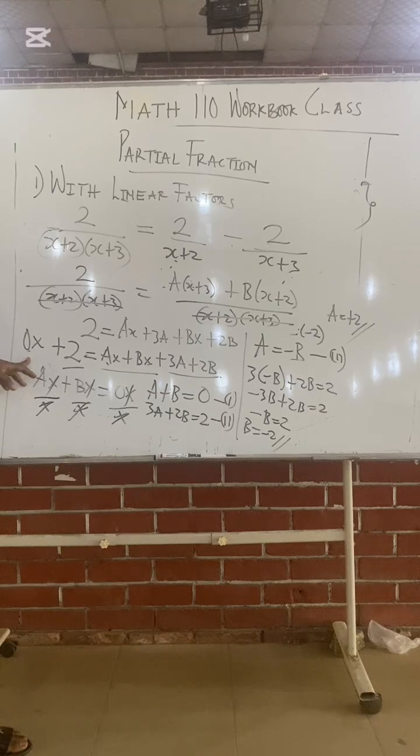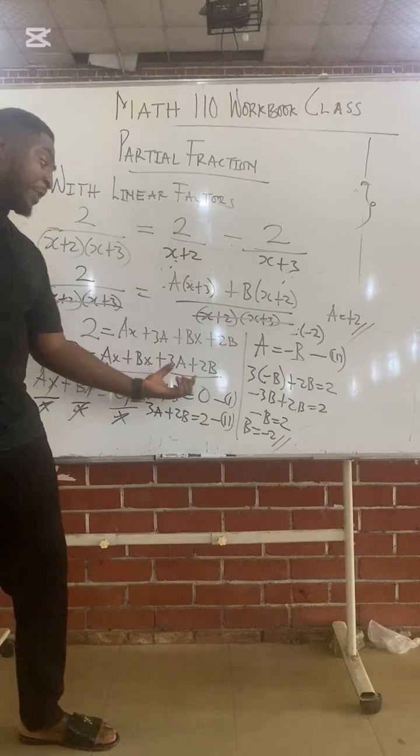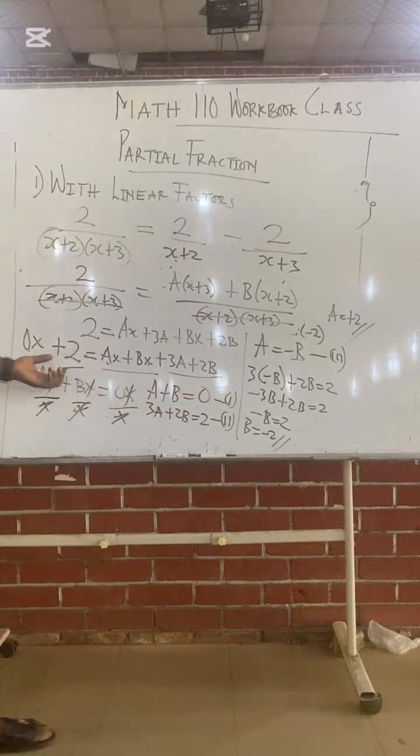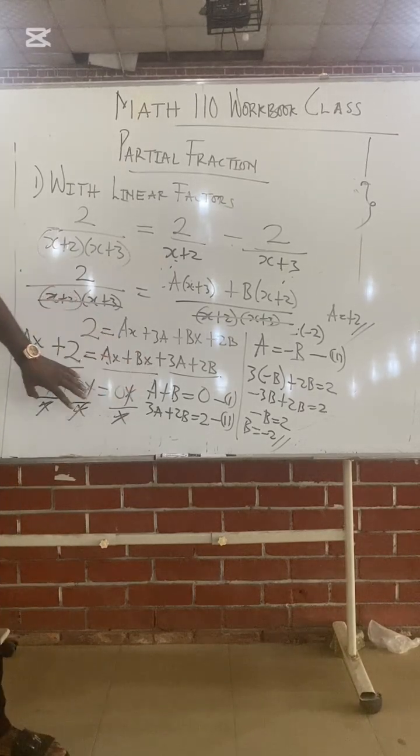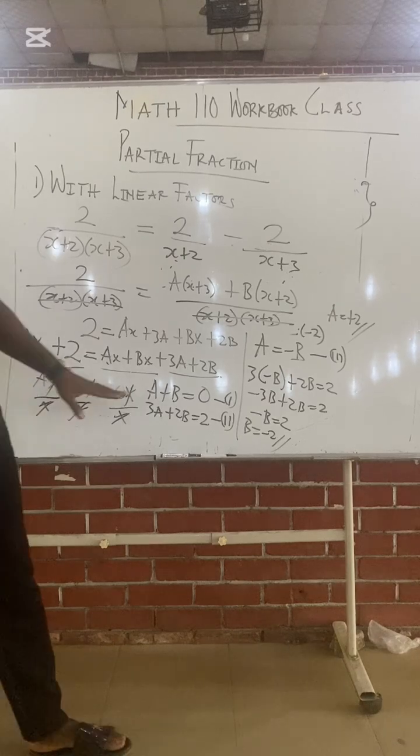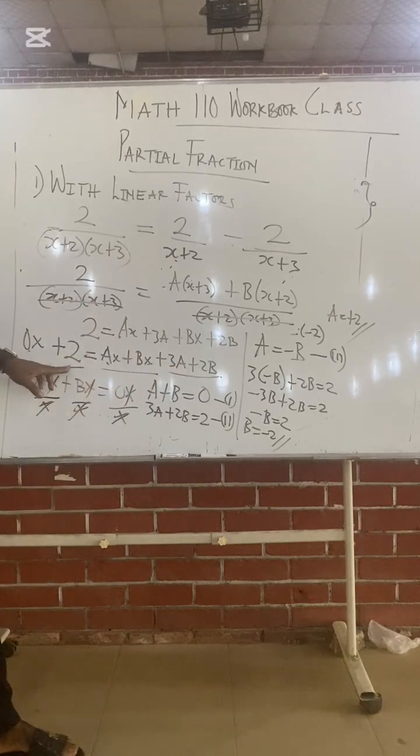Class, at this point, I notice that there's no x component on the left hand side. My right hand side has those that have x and those that don't have x. But my left hand side only has those that don't have x. It doesn't have those that have. I have the right to introduce x as 0x. 0 times x doesn't mean anything. It doesn't affect my equation, right? But it helps me to balance what? My expression. So that I can equate those that have x on this side to those that have x on this side, and those that don't have x on this side to those that don't have x on this side.